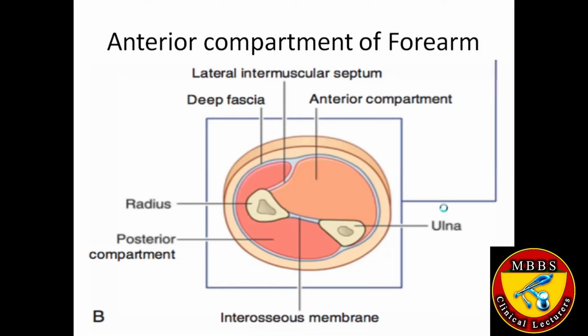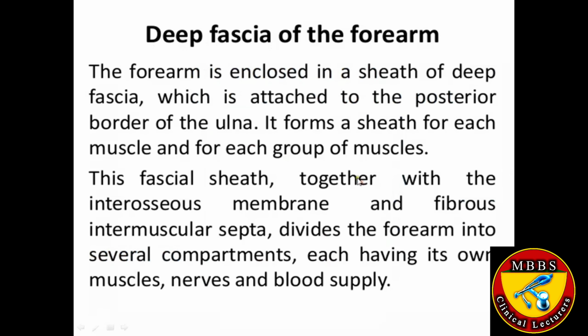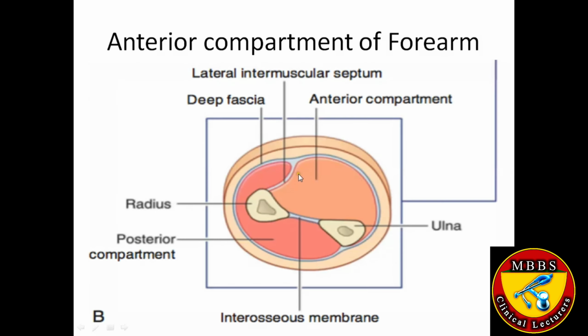The forearm is divided into anterior and posterior compartments by the thickening of the deep fascia and the interosseous membrane. If we remove the skin and the superficial fascia, we identify a tight covering around the forearm, and that tight fibrous covering is the deep fascia. That deep fascia provides attachment at certain places and divides the compartments of the forearm into anterior and posterior.